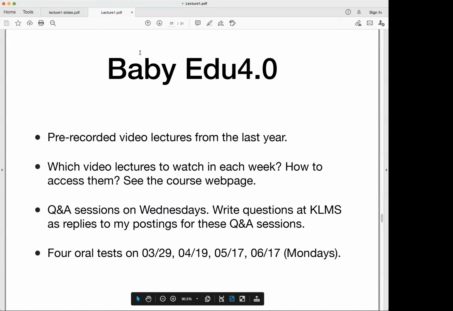Another important bit is there will be 4 oral tests. These oral tests constitute a significant part of the total marks of this course. So there will be 4 oral tests. You can see the dates on the screen. 2 of them will be scheduled during the midterm period and the final exam period, and 2 of them outside of these exam times.